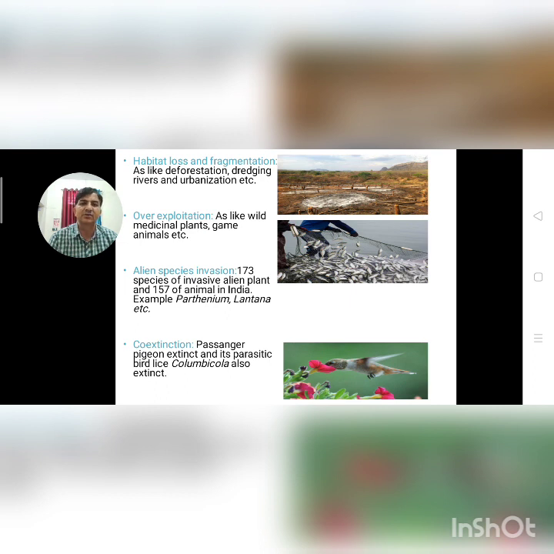Then co-extinction. There are many cases where if one species is lost, that results in the loss of another species, which perhaps had been its mutualist. Passenger pigeon extinction is a direct result of co-extinction. And its parasitic bird louse, Columbicola extinctus, has also become extinct these days.